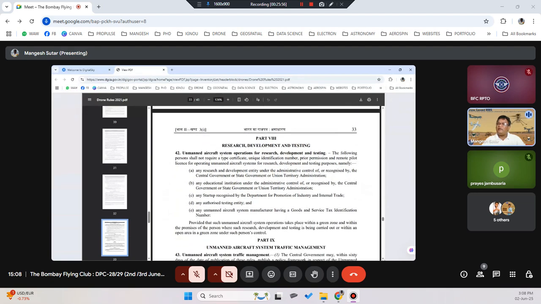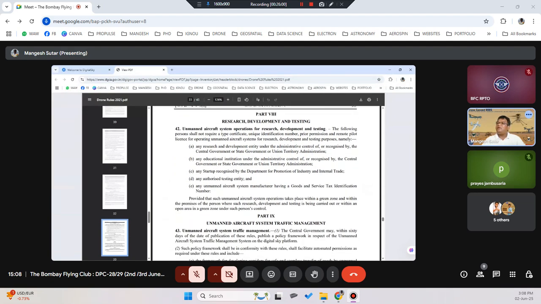Part 8 is about research, development and testing. Here we have talked about the people who don't require any type certificate, unique identification number, prior permission, or remote pilot license for operating unmanned aircraft systems for research, development and testing purposes only. So any research or development organization, educational institute, startups, any authorized testing entities, unmanned aircraft system manufacturers having a goods and service tax identification number, provided that such unmanned aircraft system operation takes place within a green zone and within the premises of the person where such research, development and testing is being carried out, or within an open area in a green zone under such person's control.